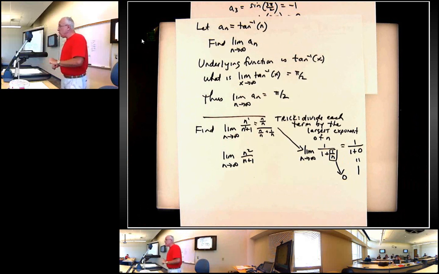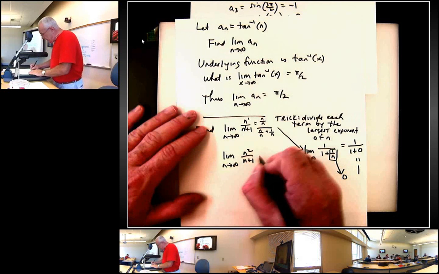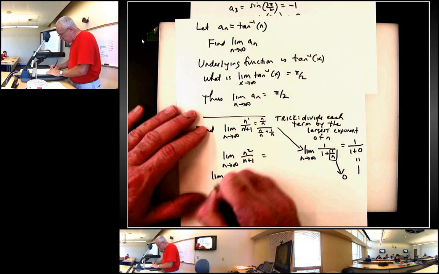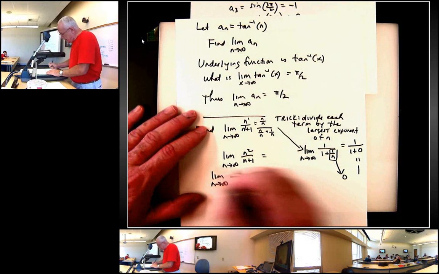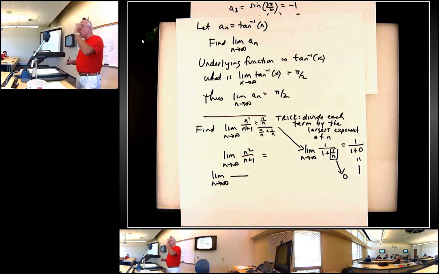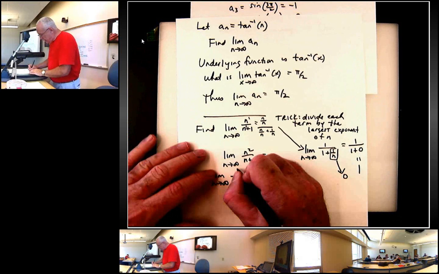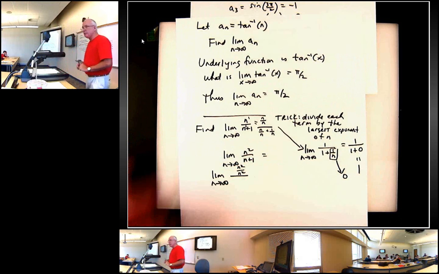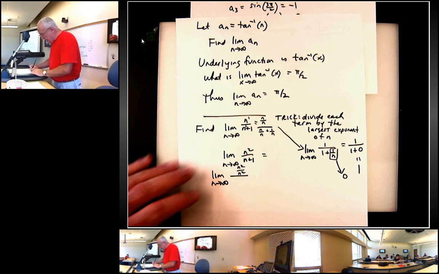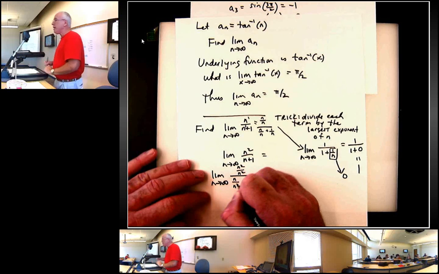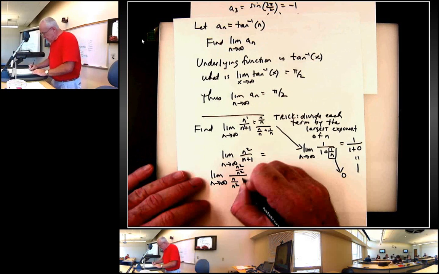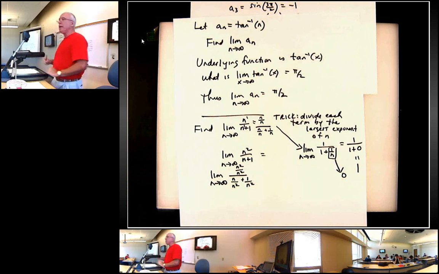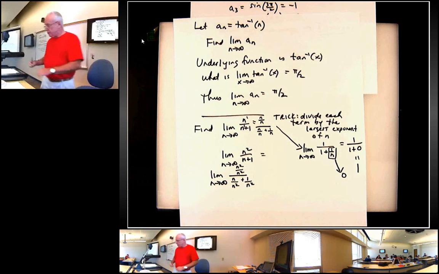Now let's contrast it with the second one. What's the biggest power of n that I have in my expression? The squared, 2. So I'm going to divide each term, so this equals the limit as n approaches infinity, and I'm going to divide each term by n squared. On the top, I have n squared, and I'm going to divide that by n squared. On the bottom, I have n, and I'm going to divide that by n squared, plus a 1, and I'm going to divide that by n squared, all the individual terms.